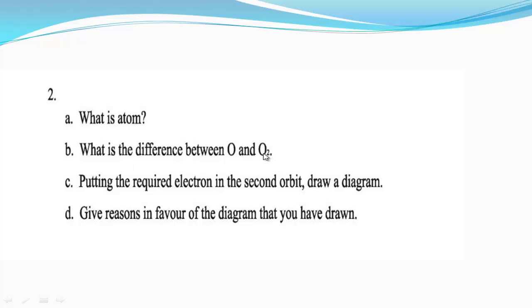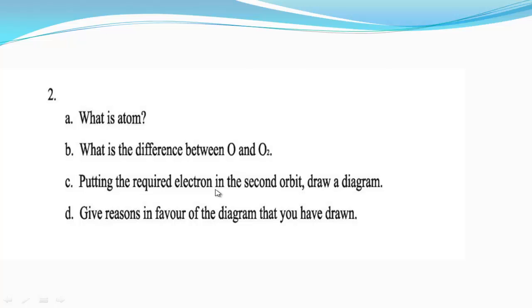This is the atomic state, this is the molecular state. Now you have to write the difference between an atom and a molecule. For example, an atom cannot exist freely in nature, but a molecule can exist freely in nature. An atom can take part in a reaction directly, a molecule cannot take part in a reaction directly. Like this way you have to write the difference.